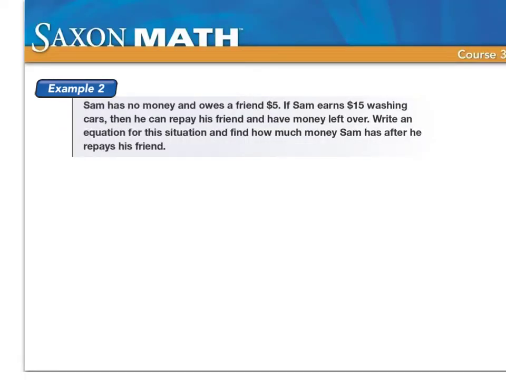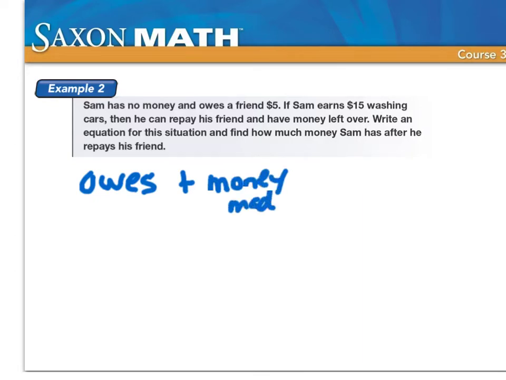Okay, so example 2, Sam has no money and owes a friend $5. If Sam earns $15 washing cars, then he can repay his friend and have money left over. It says to write an equation for this situation and find out how much money Sam has after he repays his friend. Okay, so we know that Sam owes some money. So I always like writing a verbal model. So he's in the hole to start with. He's got the money he owes. But then he's going to make some money.